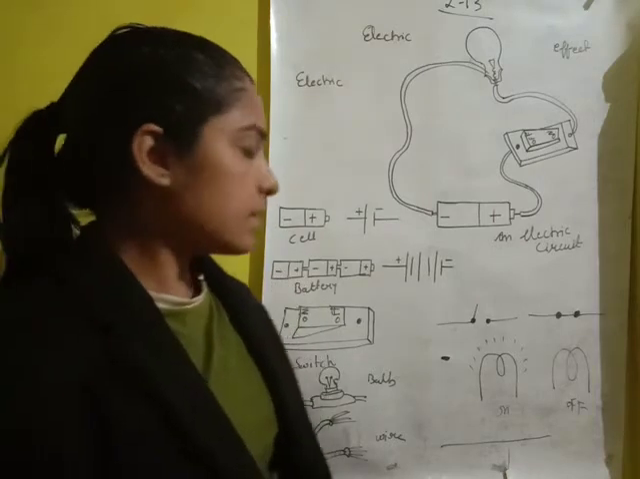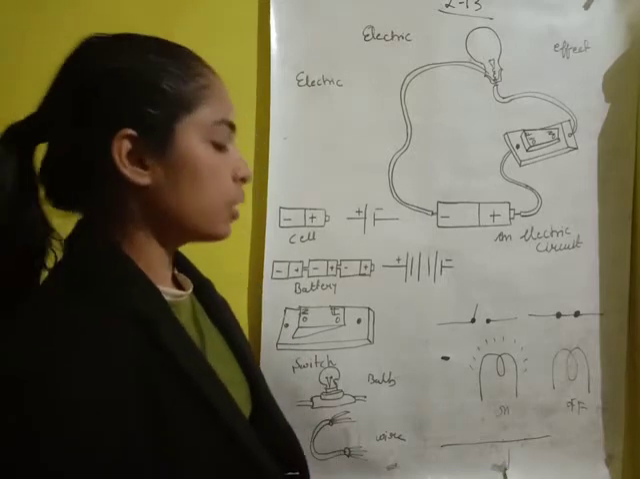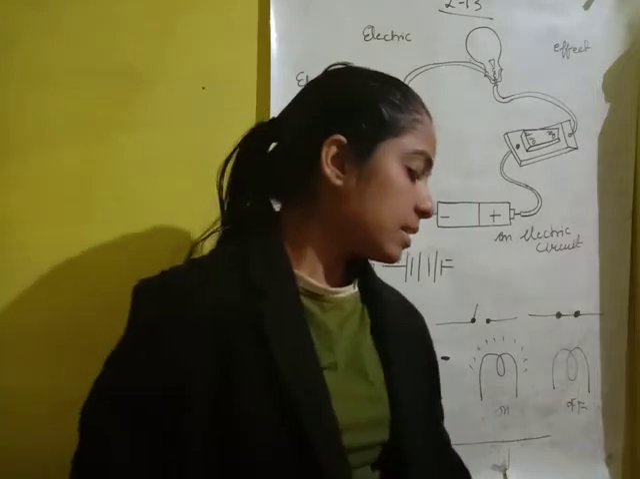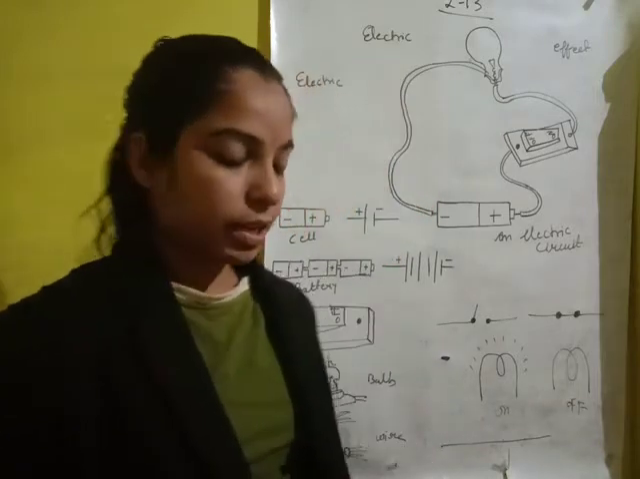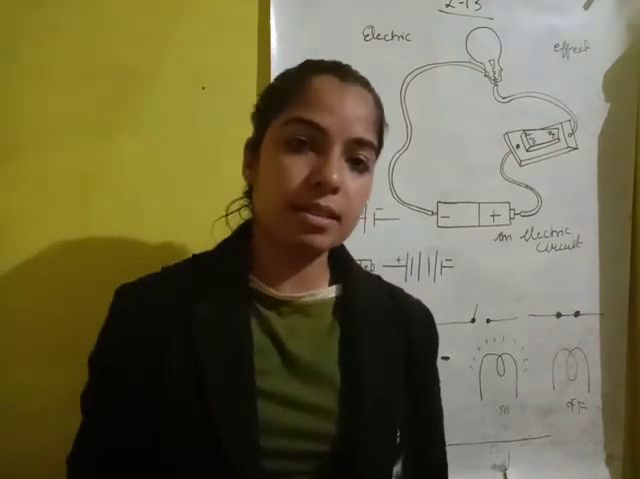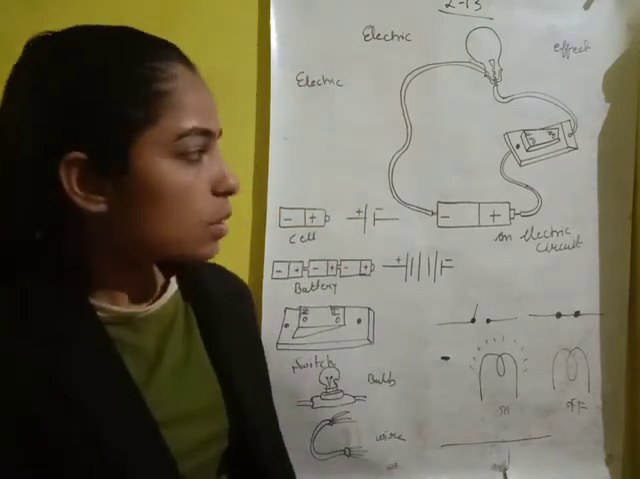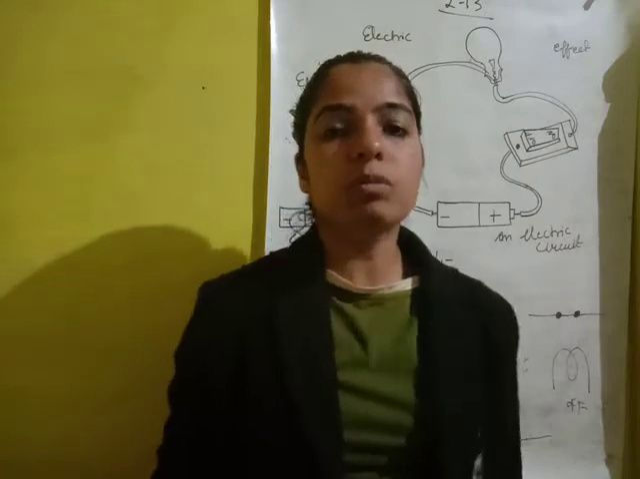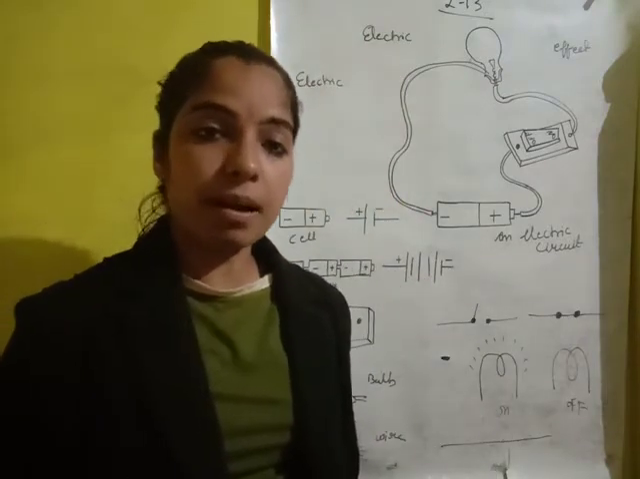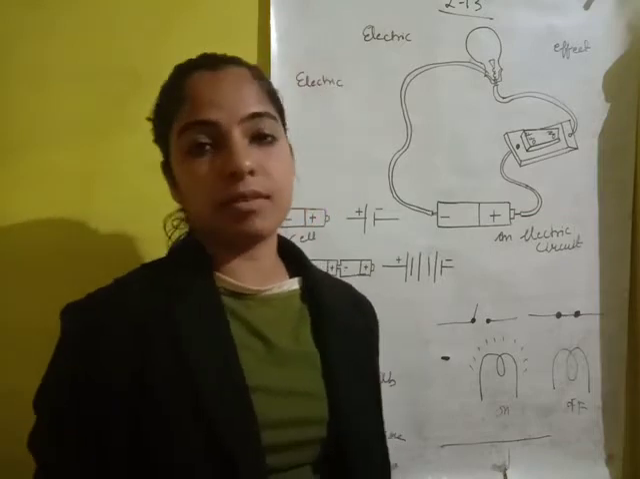Students, in class 7th, yesterday I started chapter 13. The name of chapter 13 is Electric Current and its Effects. Yesterday I told you what electricity is and what an electric circuit is. I also told you that an electric circuit is an unbroken path through which electricity can flow easily.